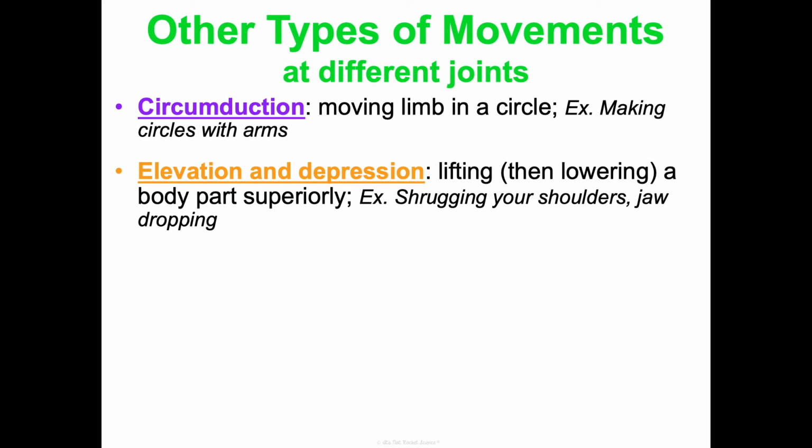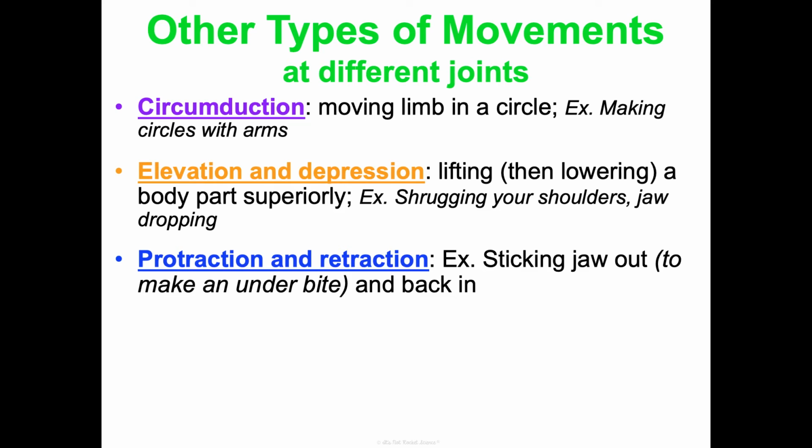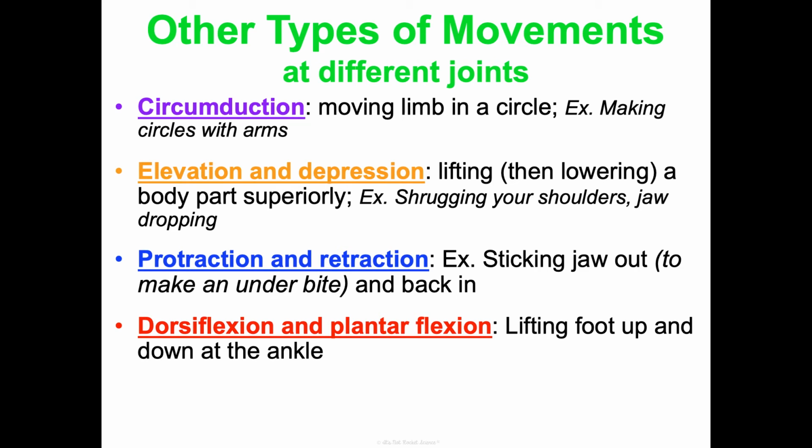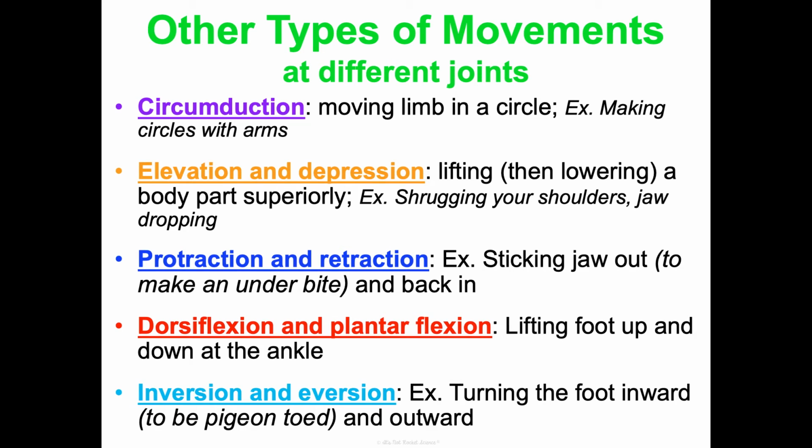There's elevation and depression, like lifting and then lowering your body part superiorly, so like shrugging your shoulders or allowing your jaw to drop. That would be the dropping, and then the lifting, the depression and elevation. There's protraction and retraction, like if you stick your jaw out to make an underbite or to frown and then pull it back in. There's dorsiflexion and plantar flexion, which are in your foot specifically, where you lift your foot up and down at your ankle.